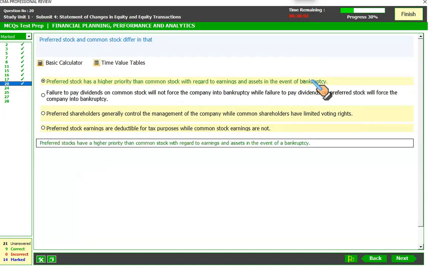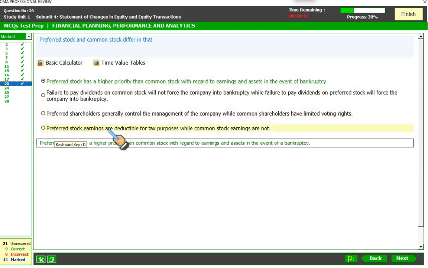Let us discuss the other statements also. Failure to pay dividends on common stock will not force the company into bankruptcy, while the failure to pay dividends on preferred stock will force the company into bankruptcy. Wrong. Why? Because preferred stock is equity. Payment of dividend is not a legal compulsion. The dividend may accumulate if it's a cumulative preferred stock, but the failure to pay dividend does not result in bankruptcy. That is possible if you default on the payment of interest on your bonds. Incorrect. Preferred shareholders generally control the management. Wrong. They don't. Common stockholders do.